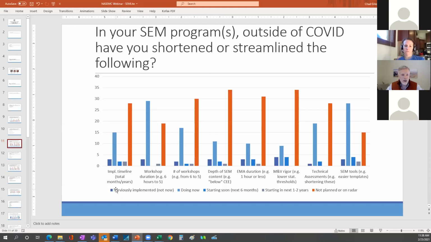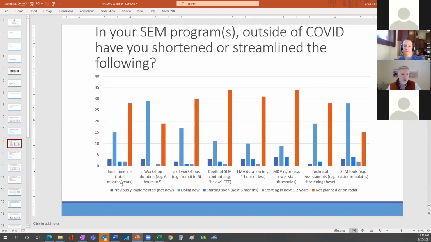Same key here. Red means that's not planned or not on your radar. Dark blue on the left equals something you did in the past but aren't doing now. And light blue is now, with in between being sometime soon or less soon. So the quick way to interpret this: tall little blue tower here, people have been shortening the duration of their workshops, like how long the workshops are. They've also been trying to make easier templates for their SEM tools, really focusing on hitting the easy button for these things. But there's a decent spread in other things, like shortening the technical assessments, definitely making those virtual or just shorter, faster.